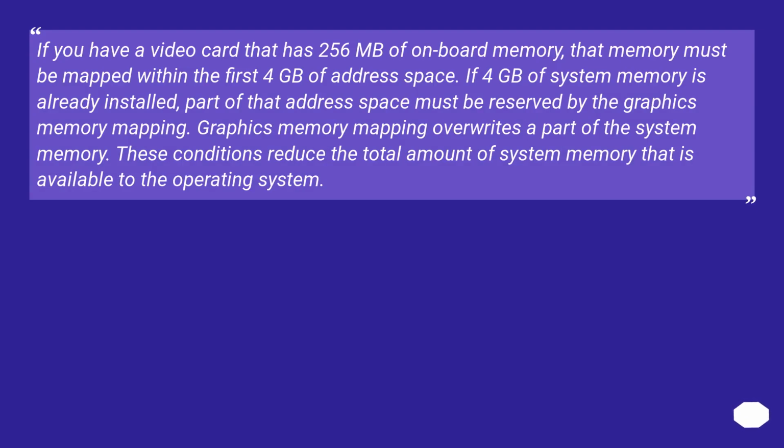If you have a video card that has 256 MB of onboard memory, that memory must be mapped within the first 4 GB of address space. If 4 GB of system memory is already installed, part of that address space must be reserved by the graphics memory mapping. Graphics memory mapping overwrites a part of the system memory. These conditions reduce the total amount of system memory that is available to the operating system.